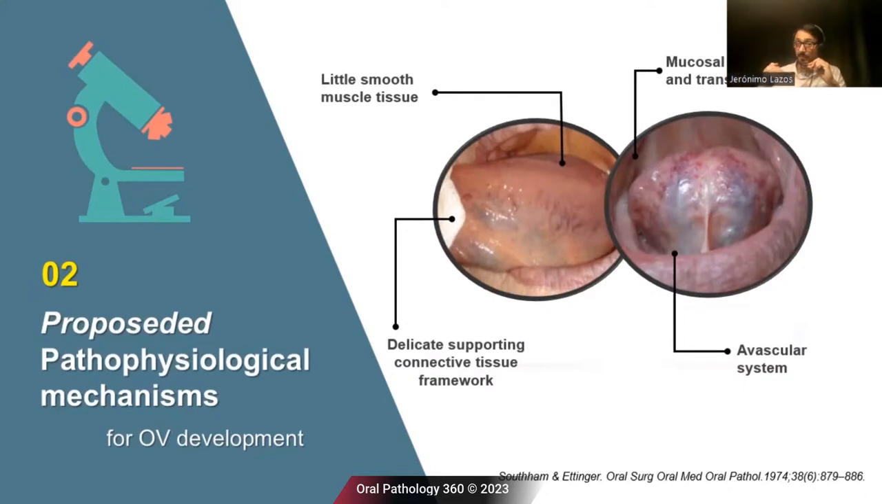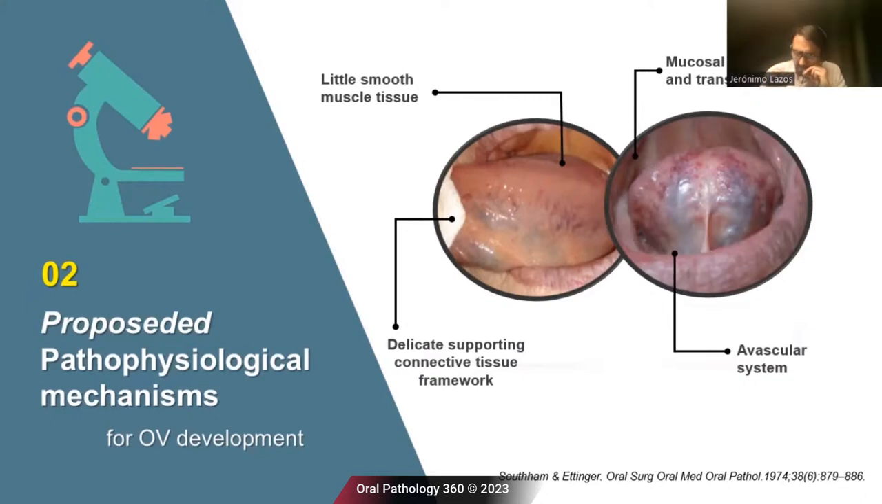At the same time, such engorged veins are more easily detected. This is a place, in particular, as we say, the ventral surface of the tongue, where the veins run really close, almost touching the surface of the mucosa. So we can see them easily.